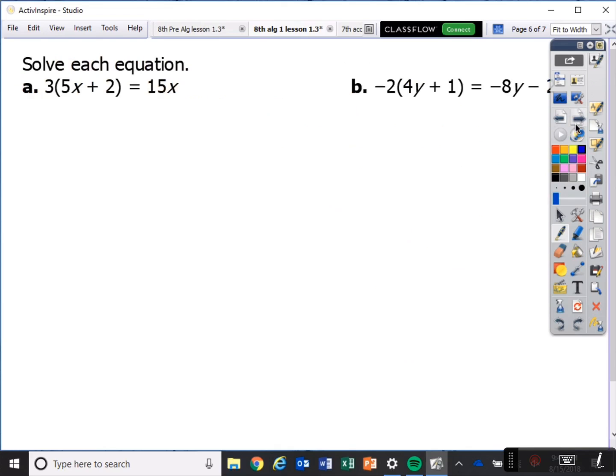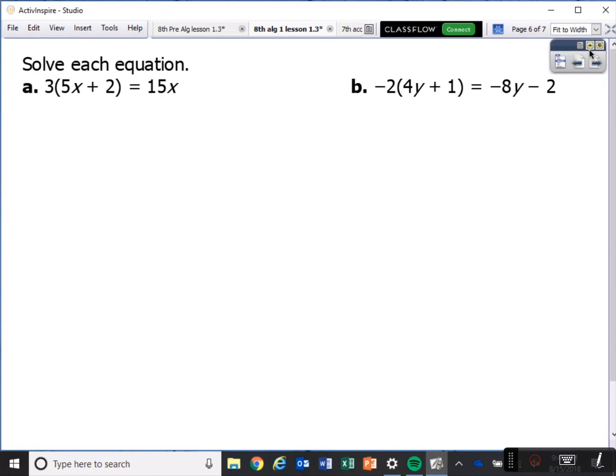What time do we start the next one? I want you to write down A. Write down A on the page. We have to do these two problems. Okay, we're writing down A. I feel like there's gonna be something different about this.